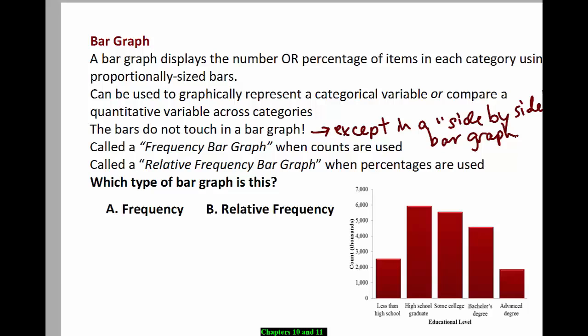It's called a frequency bar graph when counts are used, and it's called a relative frequency bar graph when percentages are used. So which type of bar graph is this on our screen? Notice that our vertical axis is the count in thousands for that same distribution of education. It's not a relative frequency. A relative frequency would be a percent or a proportion, a fraction. So this one is a frequency bar graph. We're using the count, the actual number of people in each category. So the height of this first bar is 2,500, and so that's how many people were in that category.